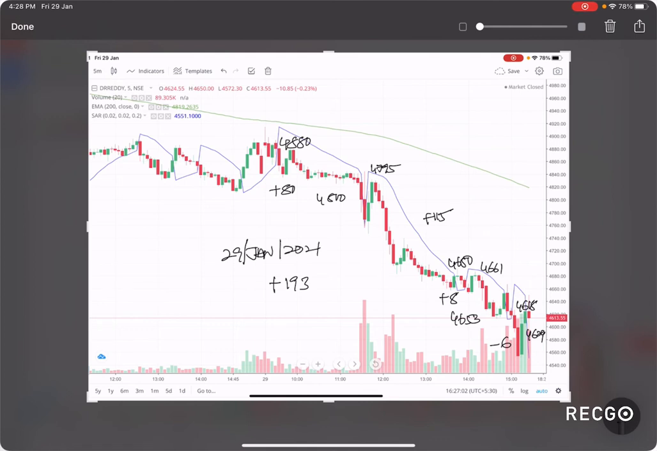And if you do futures, I think the lot size is 250, so you would have made somewhere around 48 to 50k. Okay, that is one thing.